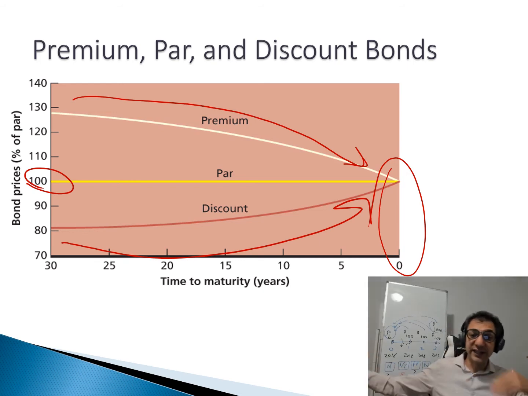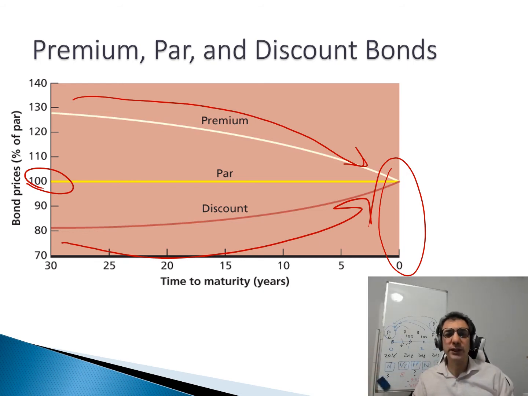As you are further away from the expiry date, the premium on those bonds which are sold at a premium is getting wider and wider, and the same for the discount bond. The bond price is getting further away from the face value.